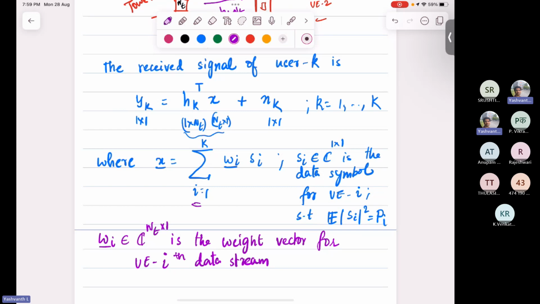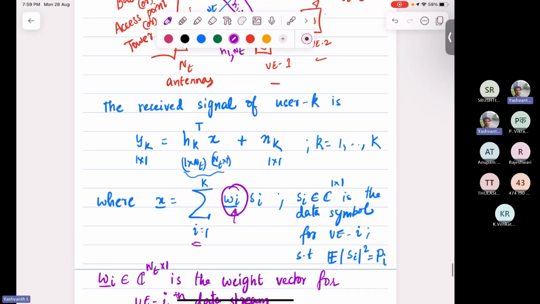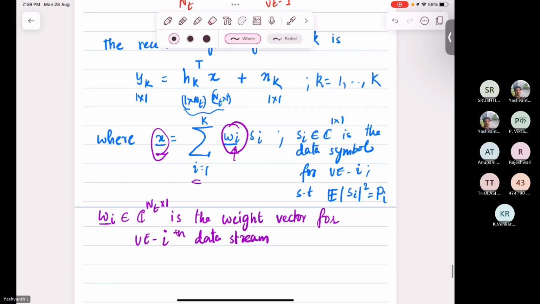So I do a summation, but I don't just do a summation. I multiply by a weight and then I do a summation. How do I choose this weight vector, W1, W2, and so on till W capital K? That will determine the pre-processing. This is called precoding. I do some kind of weighting before transmitting into air. See, X is transmitted into air, right? I do some kind of weighting of the data symbols before transmitting into air. This weighting is called precoding.